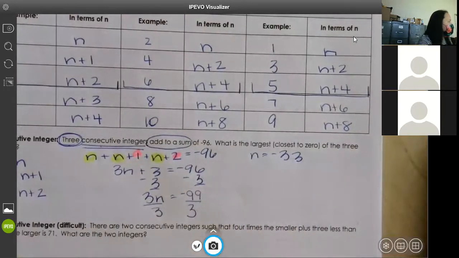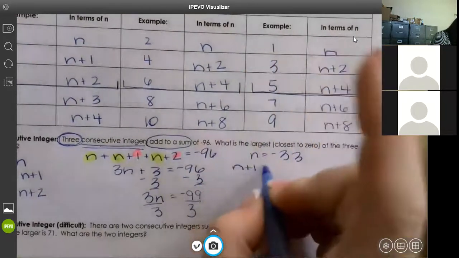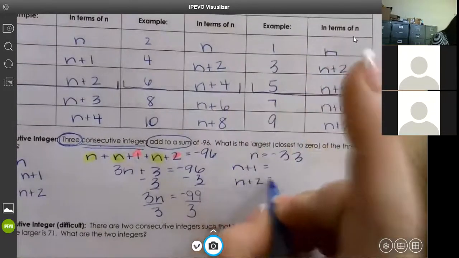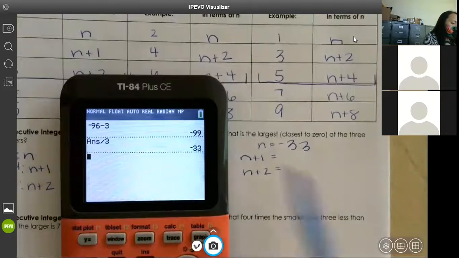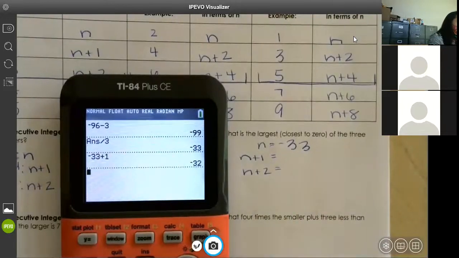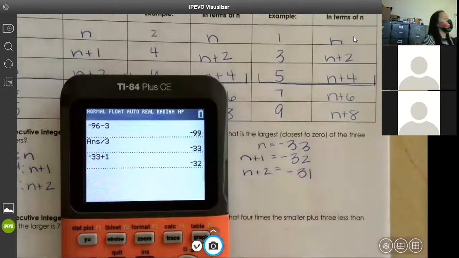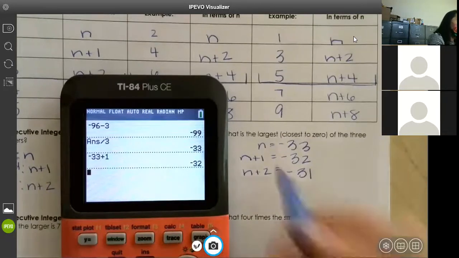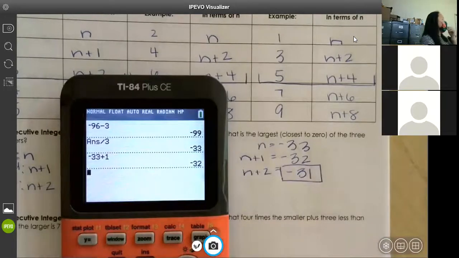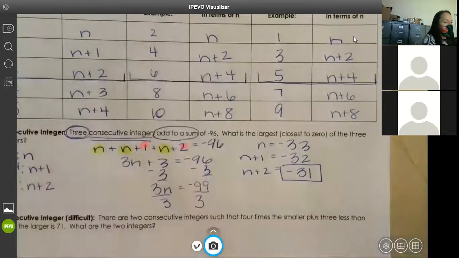It says, what's the largest? Be careful because these are negative. I want to go ahead and find the rest of them. So how do I find them? I do n, which is negative 33, and I add 1, which gives me negative 32. What's the next one going to be? Negative 31. My question to you is, which one is bigger, because these are negative numbers? Negative 31. That's the one they're looking for. So do the work. Make sure you answer the question that they ask.